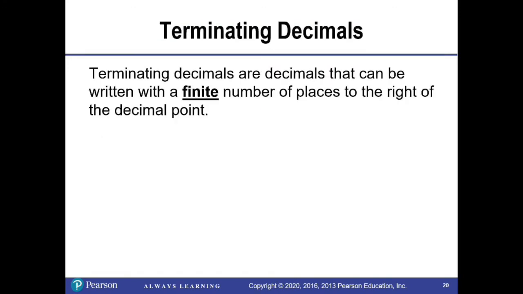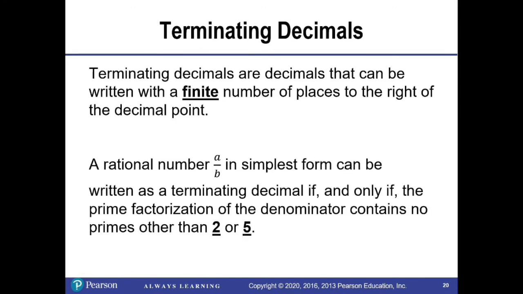Terminating decimals are decimals that can be written with a finite number of places to the right of the decimal place. Now, to know whether or not we have a terminating decimal, we look at the denominator and we look specifically at the prime factorization of the denominator. The only prime factors we can have in the denominator are 2's and 5's if our fraction can be written as a terminating decimal.